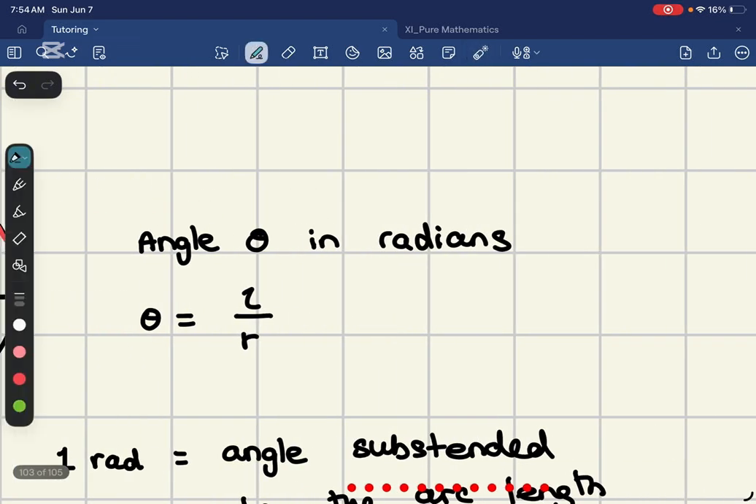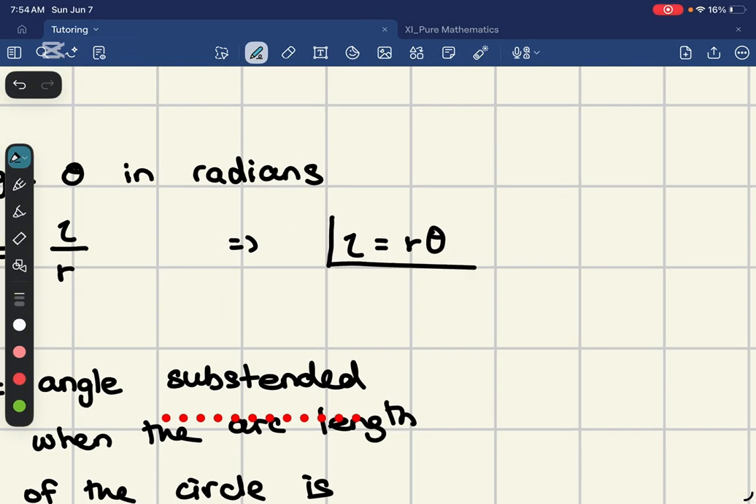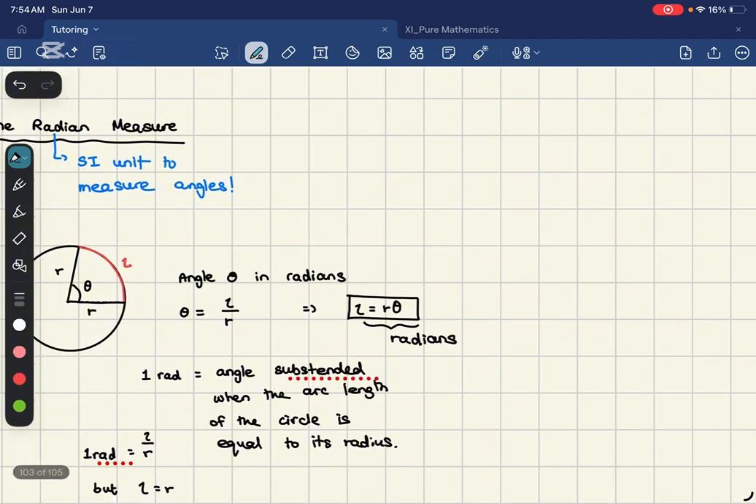And from this, you can also deduce that L, the arc length, is R theta. The arc length is R times theta. The radius times the angle in radians. So we are now working in radians. If you put degrees, it's not going to work.